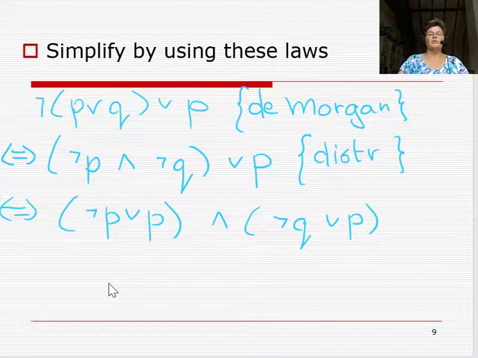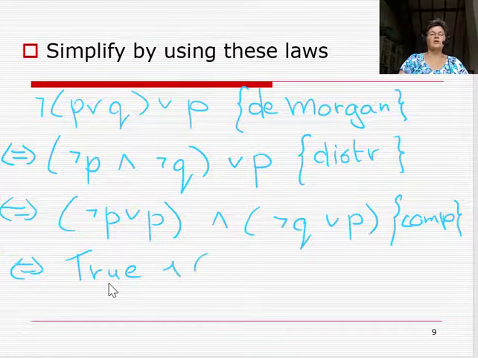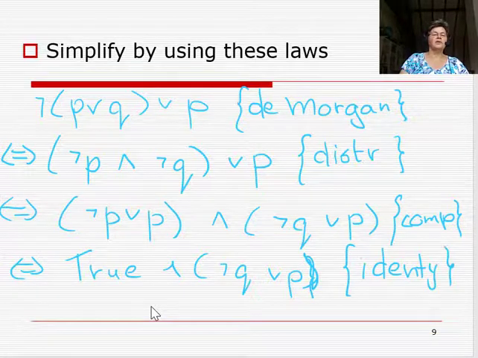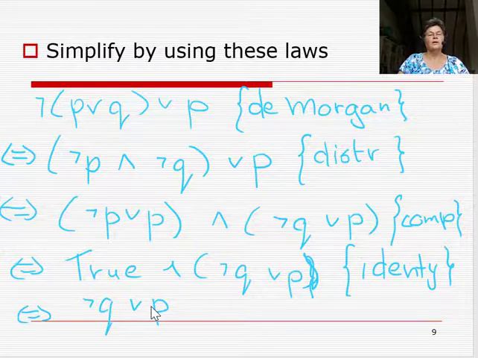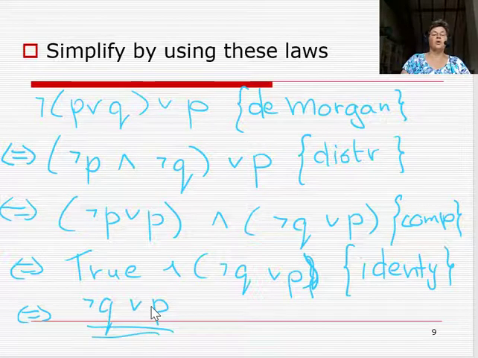Okay, now we have a very simple law. We have the complement law. And so not P or P gives us equivalent with true. And don't forget the last part, not Q or P. And then the last part, true and something, will give us the identity law. And that will be equivalent with not Q or P. And that is the basic. We can't strip it any further. We have now two elementary propositions, so we cannot simplify anymore. And so this would be the answer on your exam.